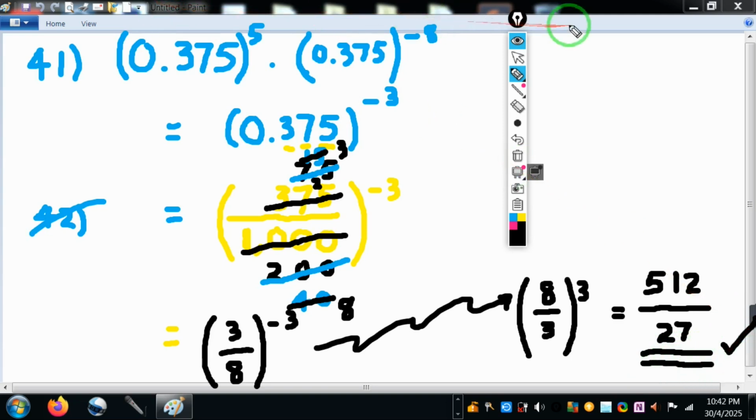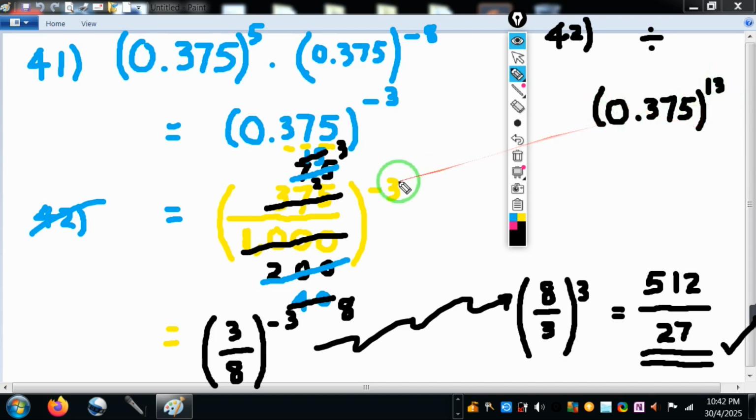Okay, what about number 42, using the black color only? This time it is 0.375 to the power of 5 divided by 0.375 to the power of minus 8. So 5 minus minus 8, 5 plus 8 is 13. So the answer will be 0.375 to the power of 13. And then what about the fraction? We have already found out and proven on the left hand side that 0.375 is actually 375 over 1000.